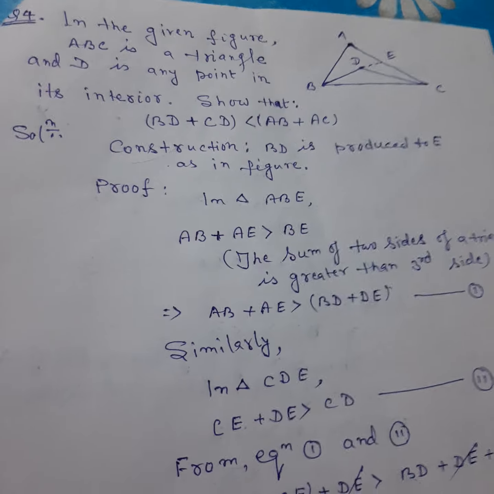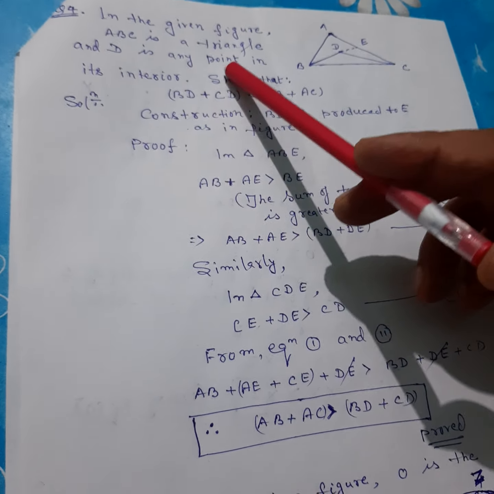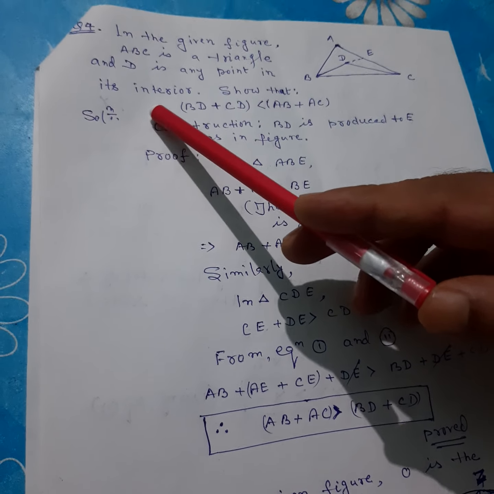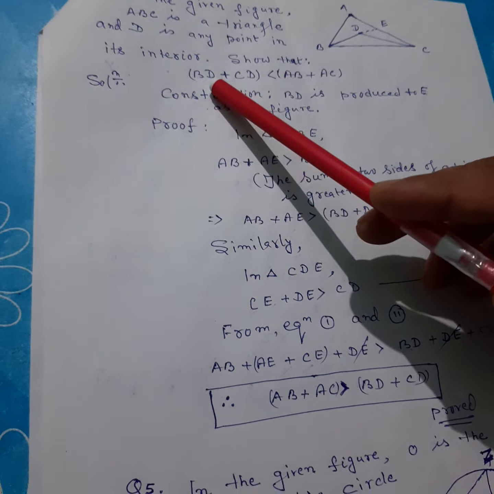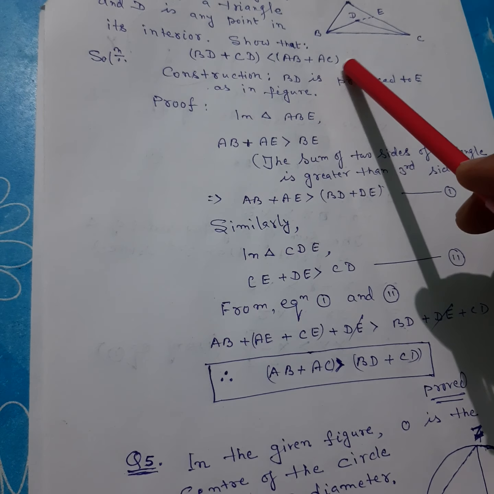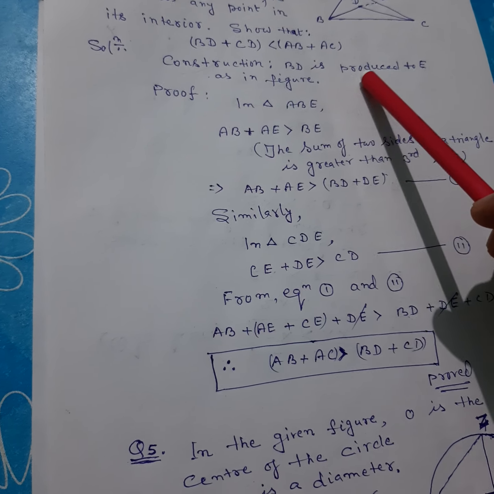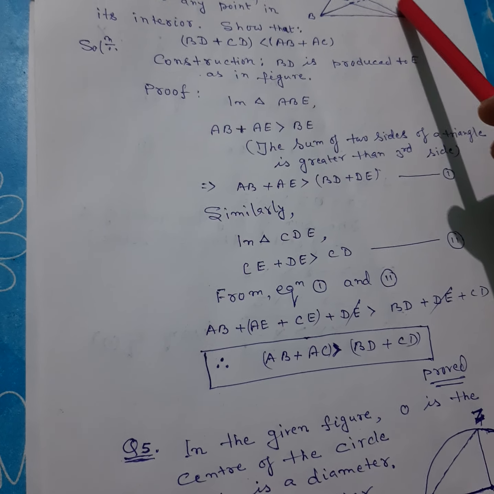By adding equations 1, 2 and 3, we get AB plus BC plus CA is greater than AM plus BN plus CL. In the given figure, ABC is a triangle and D is any point in its interior. Prove that BD plus CD is less than AB plus BC. Construction: BD is produced to E.